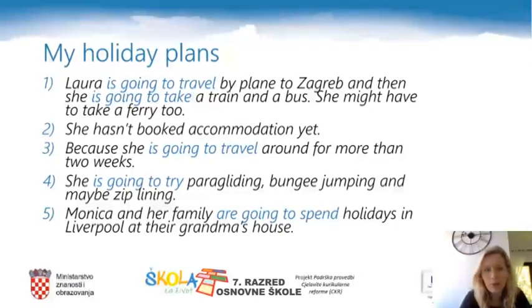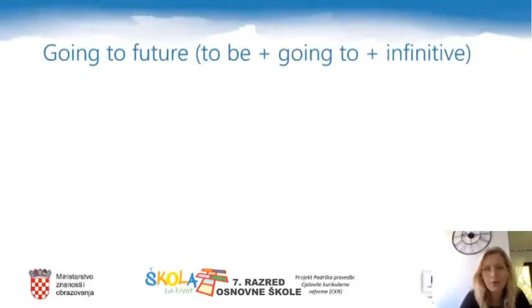Can you guess what these verb phrases mean? What do they express? Laura is going to travel by plane to Zagreb. She is going to travel around for more than 2 weeks. She is going to try paragliding. Monica and her family are going to spend holidays in Liverpool. So these verb phrases express future plans and intentions, and this verb form is called going to future. We use going to future to express our future plans and intentions, as I have already said.